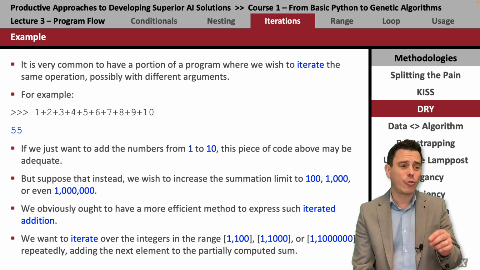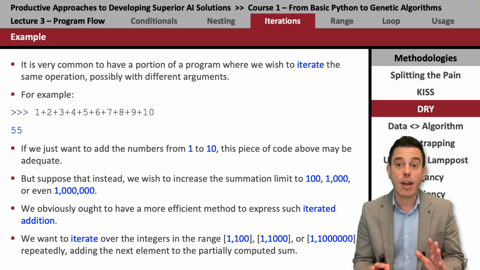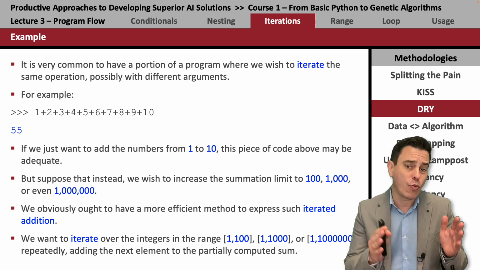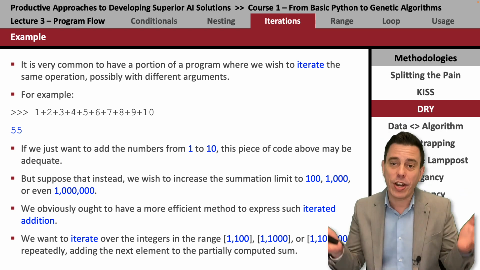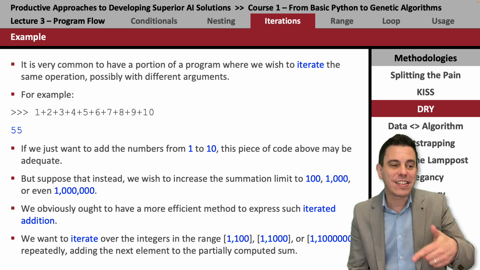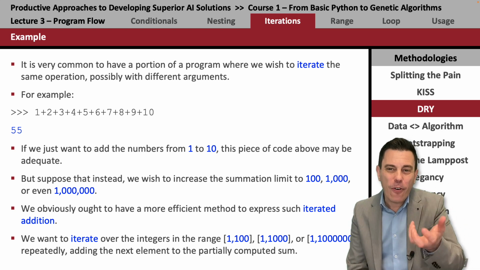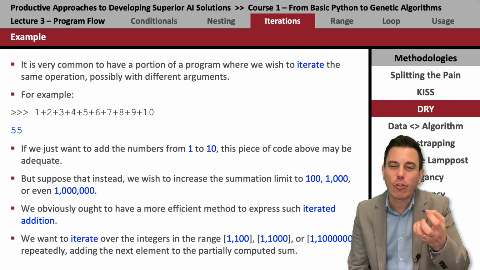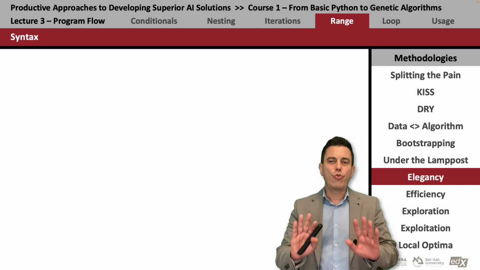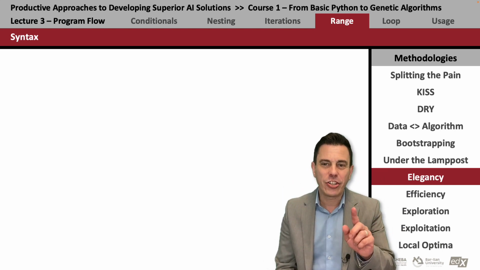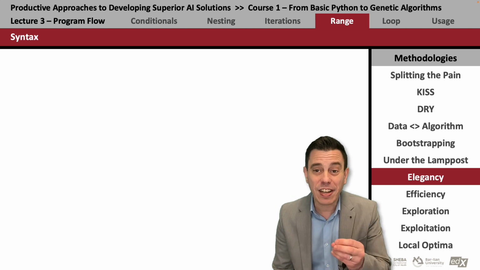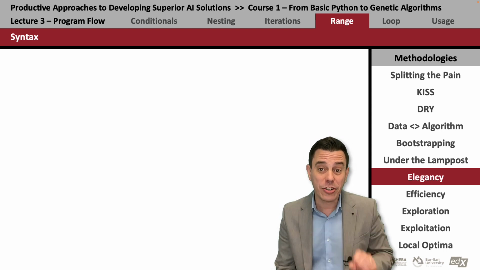We want to iterate over the integers in a range between 1 and 100, 1 and 1,000, 1 and 1,000,000, or any range, and repeatedly add the next element to a variable which is the partially computed sum. Let's see how we do that. We need two entities, range and loop. Let's begin with range. There's a syntax to define such ranges.